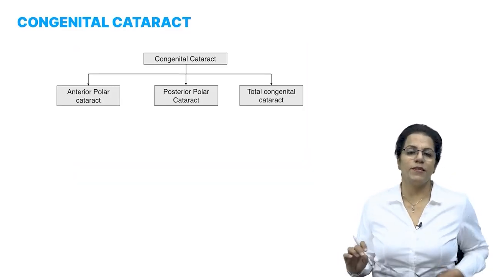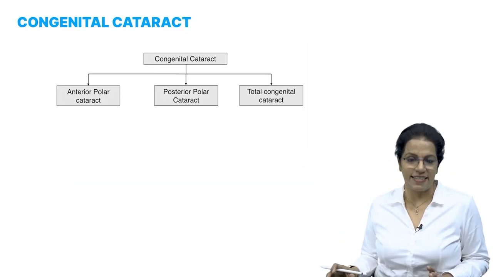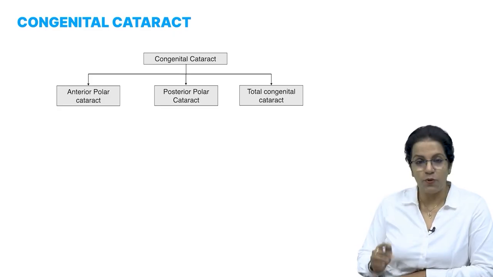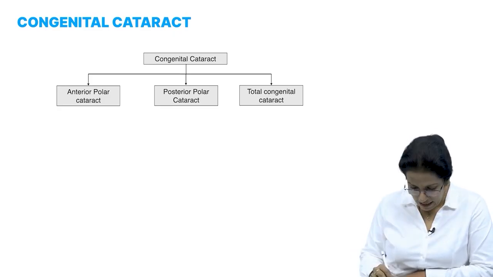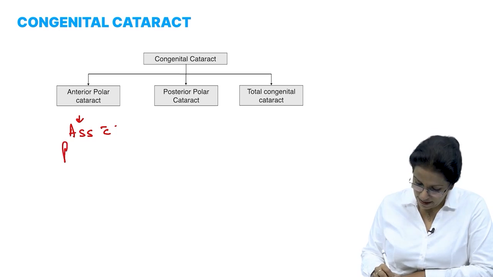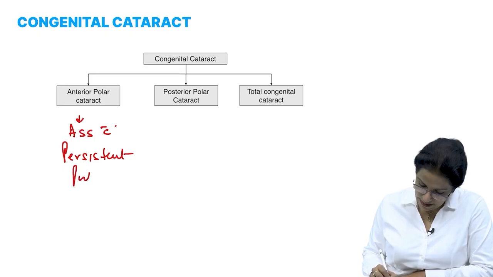Another important point is when you talk about anterior polar cataract. Anterior polar cataract, of course, involves the anterior pole. This is clear to you all. Important point: it is associated with persistent pupillary membrane. Just remember this point. It is associated with persistent pupillary membrane.